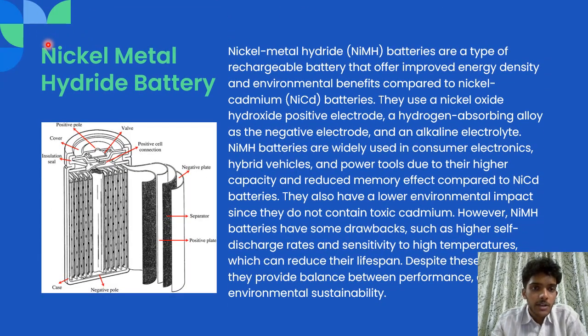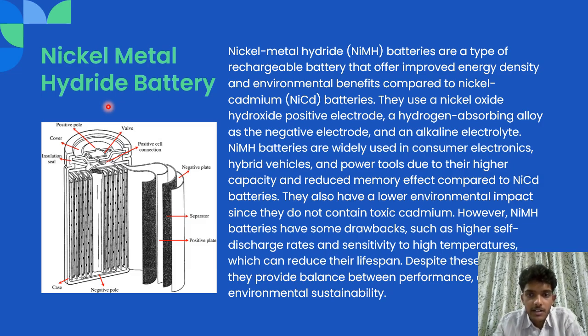Next, we move on to nickel metal hydride batteries. These are a type of secondary batteries that have improved energy density and environmental benefits compared to the nickel cadmium batteries due to the lack of cadmium present. They use a nickel oxide hydroxide positive electrode, a hydrogen absorbing alloy as a negative electrode, and an alkaline electrolyte.